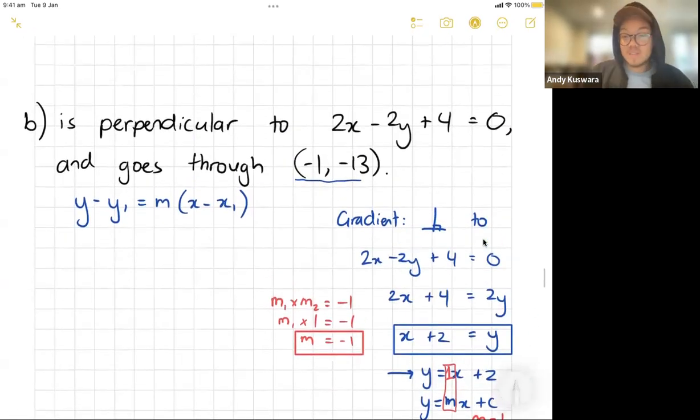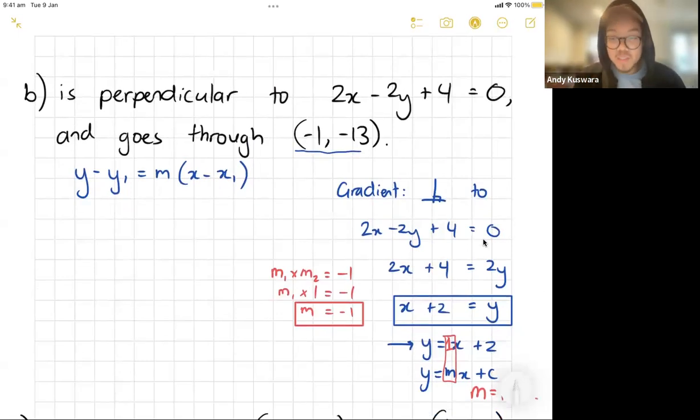Hopefully that makes sense. If it doesn't, slow it down and I'll break down the steps for you. First, I found the gradient of the original line that they gave us. And to make it perpendicular, I just used the rule that said the two gradients multiplied together should give me -1. From there, I let one of my unknown gradients be m1, and the other one we found, m equals 1. And then we solve to find our gradient is m equals -1. Hopefully that makes sense. So now I've got everything that I need.